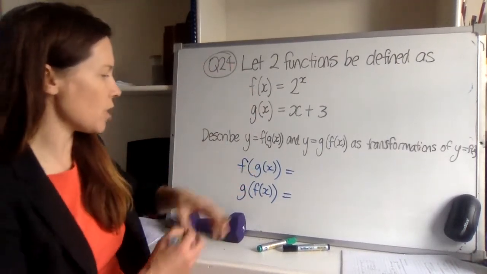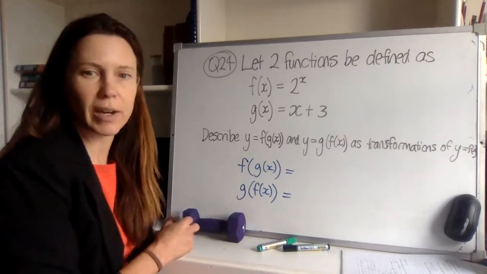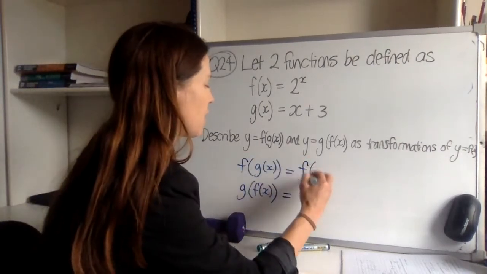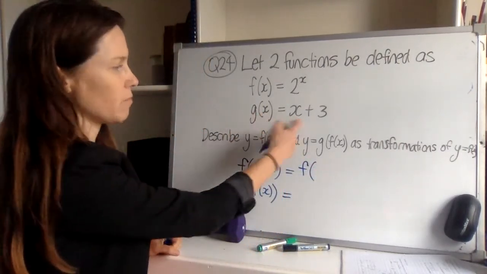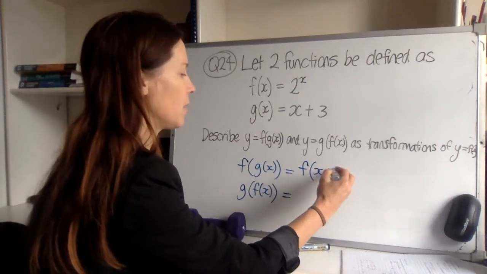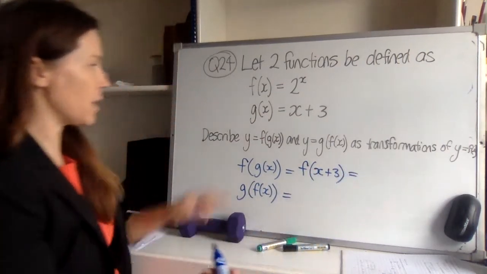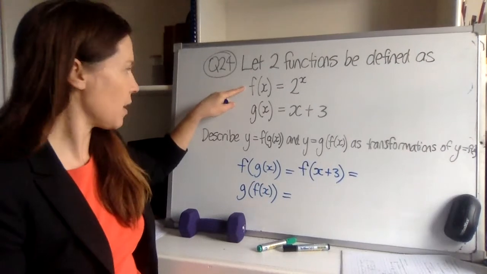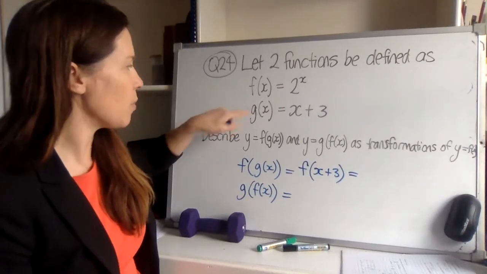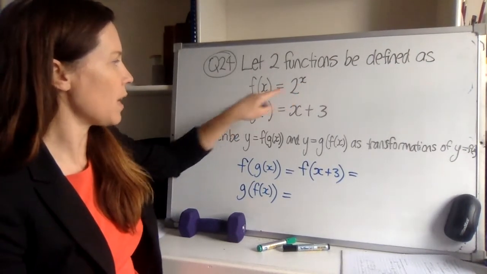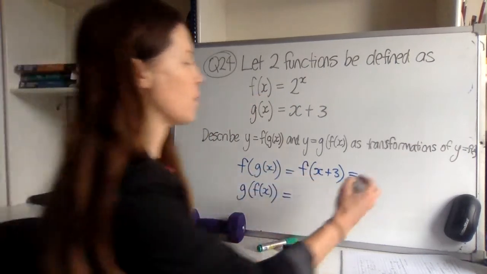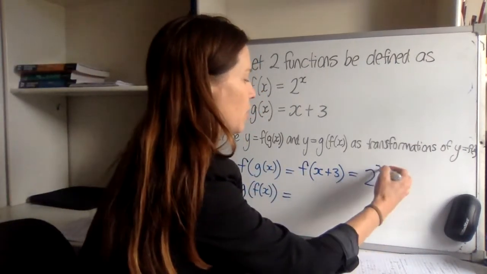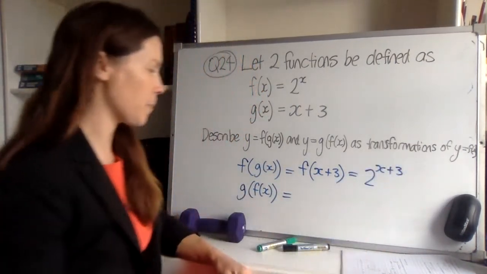So f of g of x, just simplify the inner brackets first. This is the same thing as f of, well, what is g of x? x plus 3. And that tells you that you need to use the f formula, f of x, but instead of taking 2 to the power of x like they did here, we need 2 to the power of what's in the brackets, which is x plus 3.